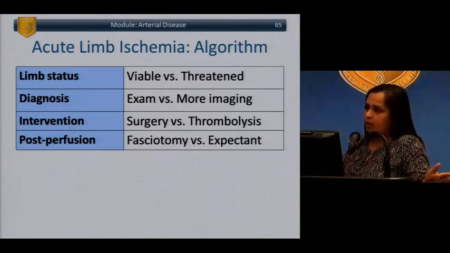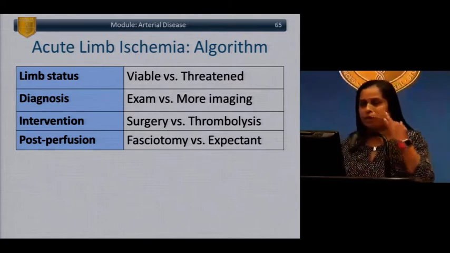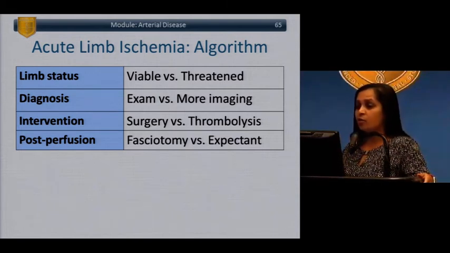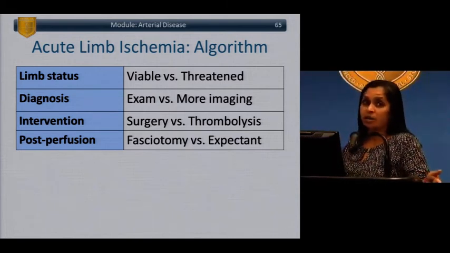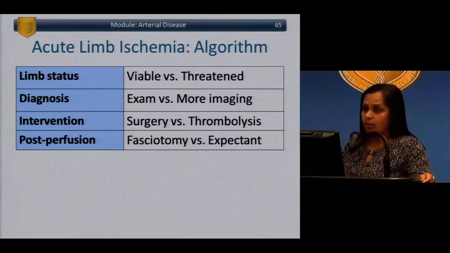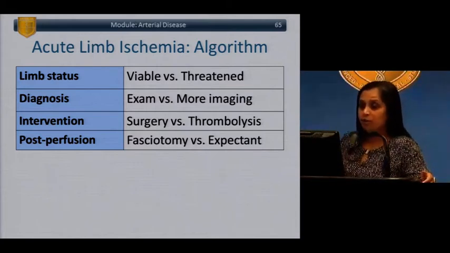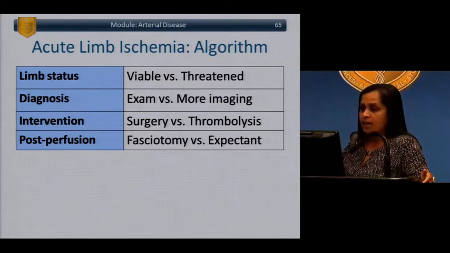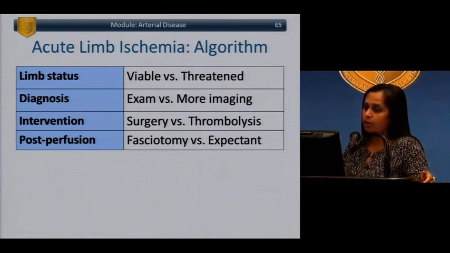And so the algorithm for acute limb ischemia generally goes like this. The first thing you want to figure out is the status of the limb, whether it's viable, threatened, or in occasional extreme cases, a non-viable limb. You want to establish your diagnosis, and in most circumstances with acute limb ischemia, your physical exam should be able to tell you your diagnosis. And then you want to decide what kind of intervention to do, either open surgical intervention versus endovascular intervention with thrombolysis. And then you have to make the decision about what to do after you have reperfused the patient, whether the patient needs a fasciotomy or not.